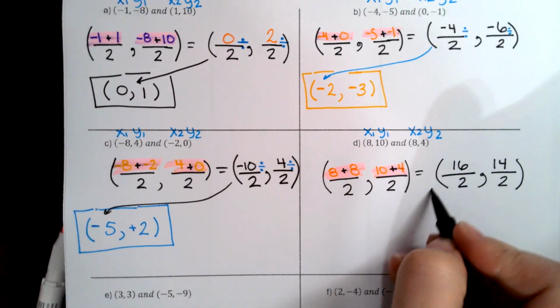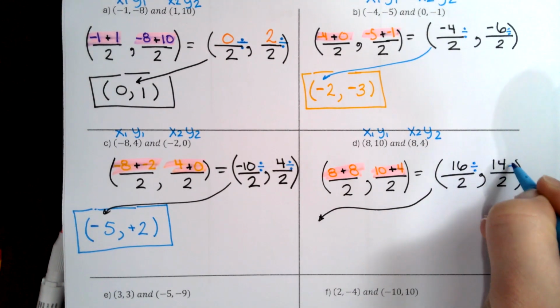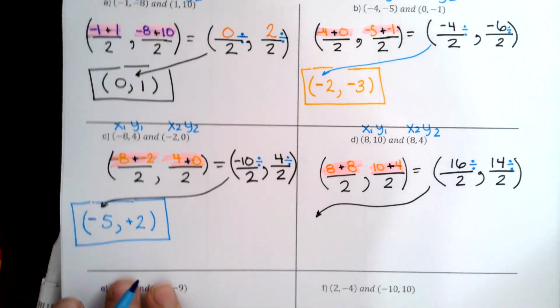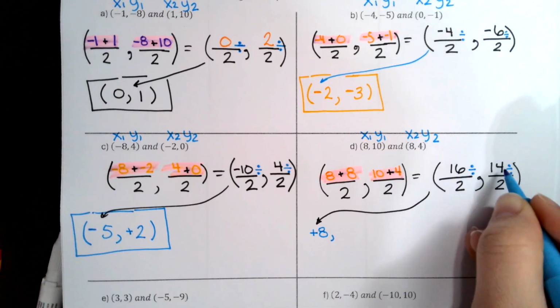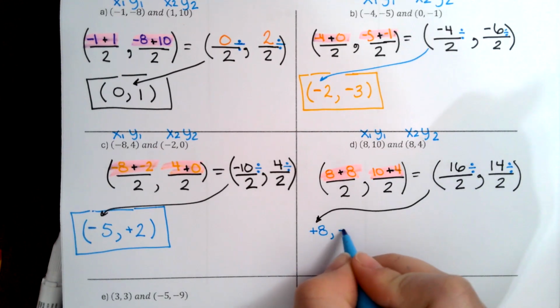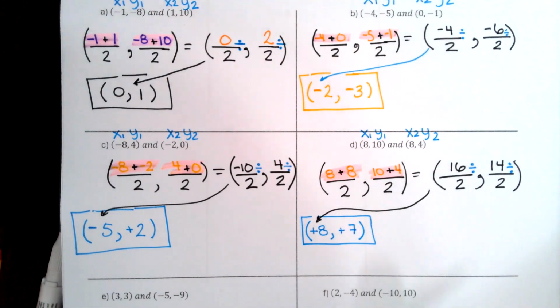Here we are asking ourselves, same or different. This is going to be our division. 16 divided by 2, same or different, these are same, so +8. And 14 divided by 2, these are also same, so it's going to be positive with a 7. Parentheses are required around your numbers.